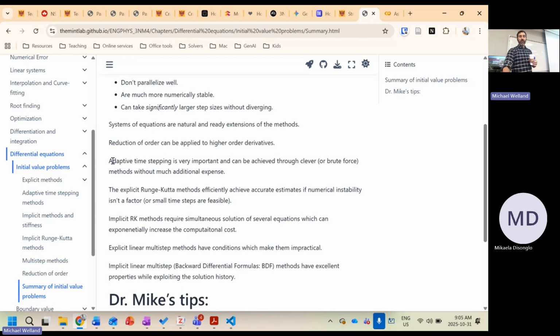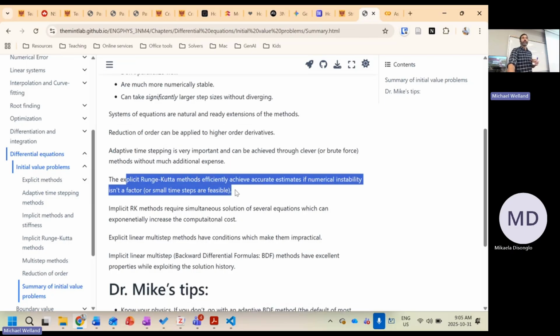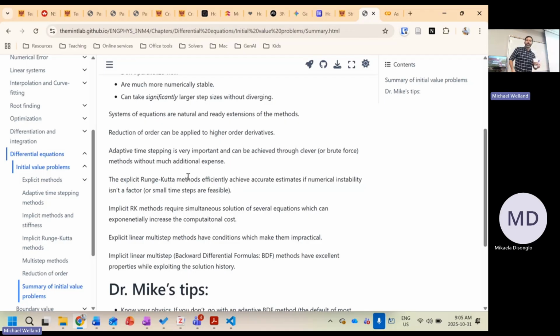Okay. You want adaptive time stepping, which means that you need a solution method that is amenable to adaptive time stepping. Explicit or implicit Runge-Kutta is not, right? Explicit multi-steps is not. So we're not so interested in that one. Okay, explicit Runge-Kutta achieves highly accurate estimates if numerical instability isn't a factor. Not physical instability, right? Fluid flow is physically unstable because you have all this turbulence, vortices, all that fun stuff, right? This is the numerical side of that.